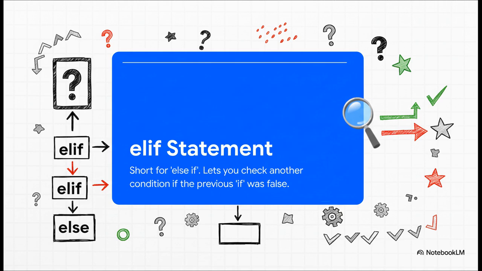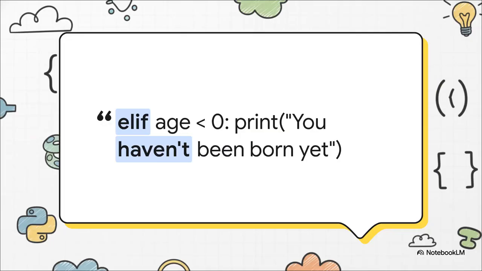The program checks the if first. False? Okay. Move to the first elif. That's false too. Okay. Move to the next elif. And so on, until it either finds one that's true or runs out of options and hits the final else. All right, let's put it all together and check out this much smarter version of our code.